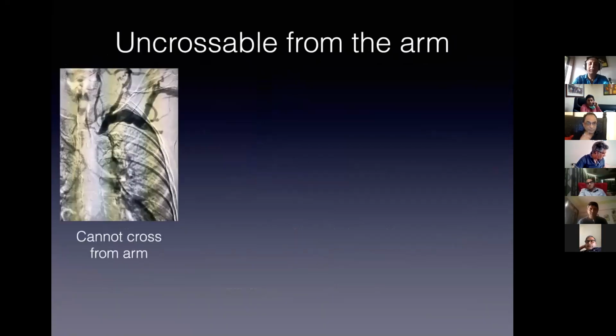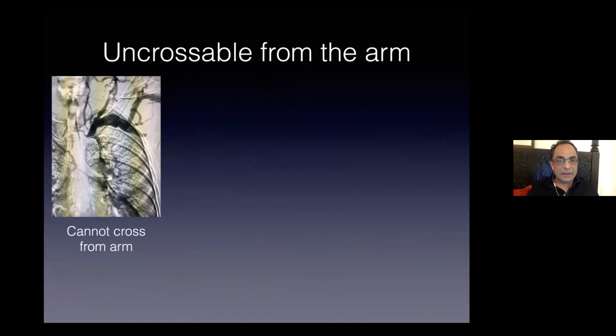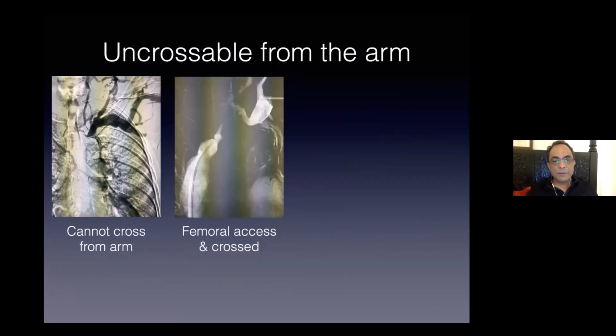So here, again, this is an occlusion of the left brachiocephalic vein. So again, arm access, but we cannot cross from the arm. So then we will go into the femoral vein. We will have a second catheter from the femoral vein. And I show my arrow here, but there is actually a very, very tiny and thin track connecting these two sites where the occlusion is.